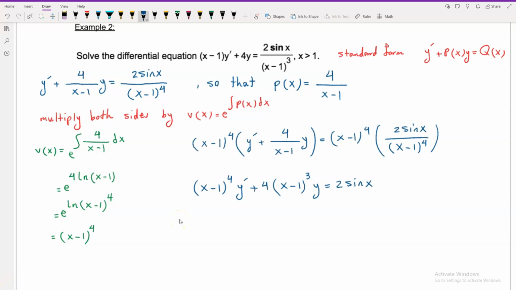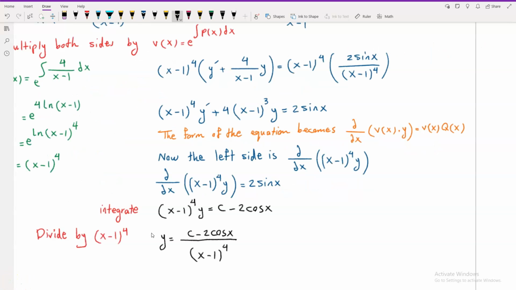So multiply both sides by v(x). We're going to have (x - 1) to the 4th power times y' + 4/(x - 1) times y equal to (x - 1) to the 4th power times what we have on the right side, which is 2 sin x divided by (x - 1) to the 4th power. Now simplify: (x - 1)^4 y' + 4(x - 1)^3 y equal to, on the right side, 2 sin x.